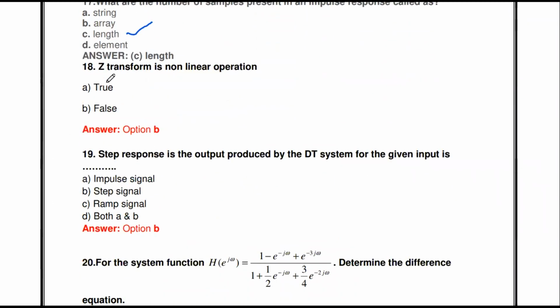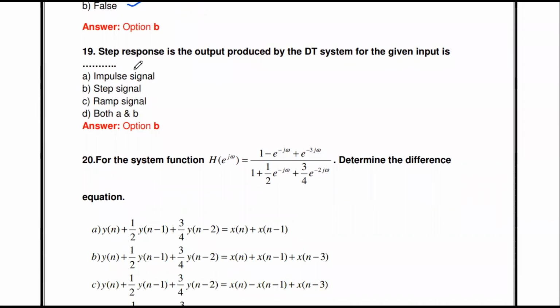The next question: the Z transform is a non-linear operation, true or false? It's false. The Z transform is not non-linear, it's linear. The Z transform obeys the linearity property. For all transforms, that is Fourier transform, Laplace transform, Z transform, DTFT, the very first property we discussed is the linearity property. We discussed all properties in the corresponding units. So all the transforms obey the linearity property, so it's not non-linear, it's false.